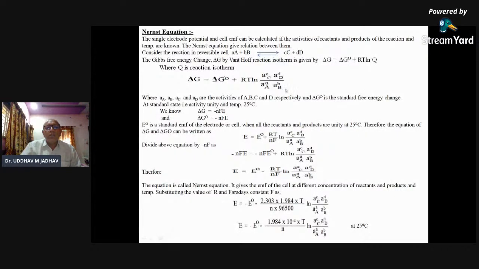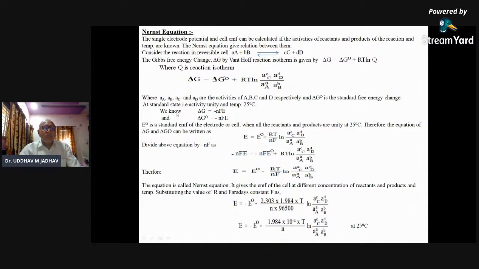This is only to show that this activity is for the reactant A, this activity is for the reactant B, this activity is for the product C, and the next one is for product D, and the small letters c, d, a, and b are nothing but the number of molecules. Now here it is given a of A, a of B, a of C, and a of D, that is activities of A, B, C, D, and delta G naught is the standard free energy change.